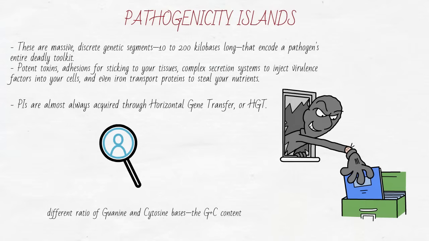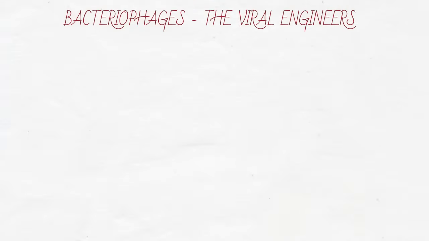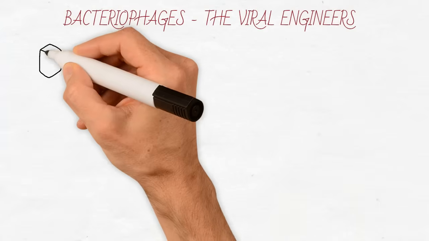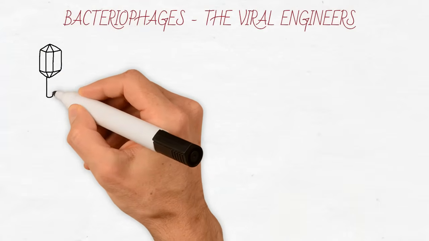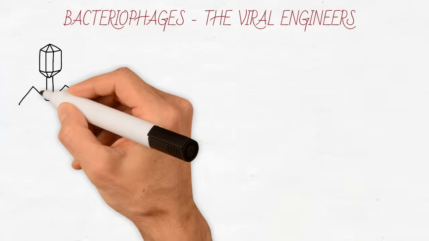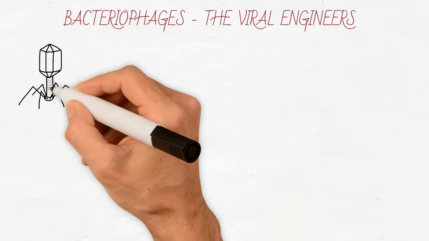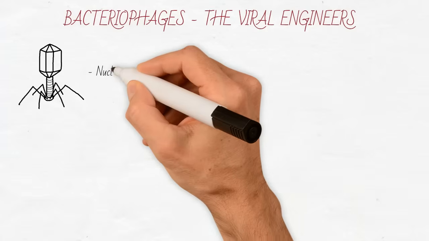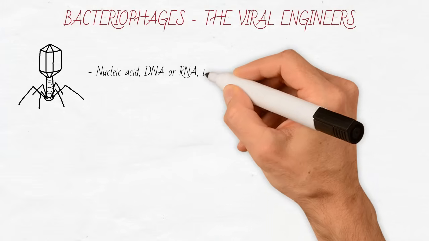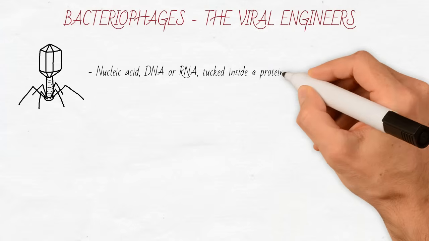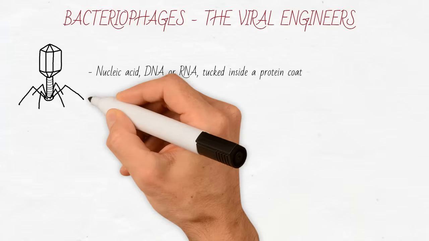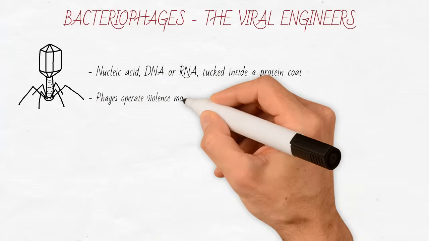That brings us to our next key player, the viral engineers we call bacteriophages. A bacteriophage, or just a phage, is simply a virus built to infect and replicate inside a bacterial cell. Structurally, they're minimalists, just nucleic acid, DNA or RNA, tucked inside a protein coat. Many phages operate in extreme violence mode, the lytic cycle, or virulent takeover.